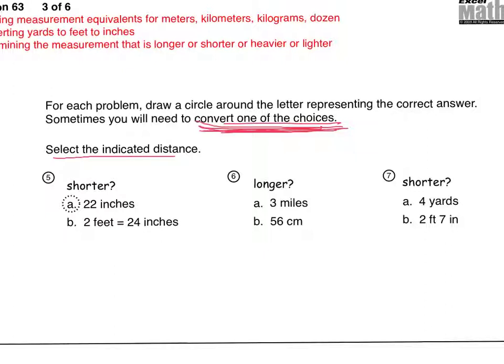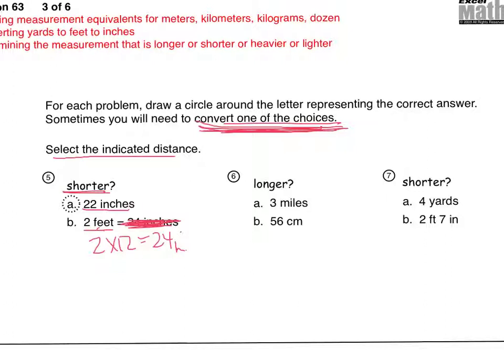Select the indicated distance. Okay. So you have to read the directions. It says shorter. Which one's shorter? And this is not there when they give you the problem. I wish they wouldn't even have that on there. But it's going to say something like 22 inches and 2 feet. Which one's shorter? Well, 22 inches and 2 feet are really close together. So what you have to do is do 2 times 12 with your feet and get 24. 24 inches, right? 2 feet is 24 inches.